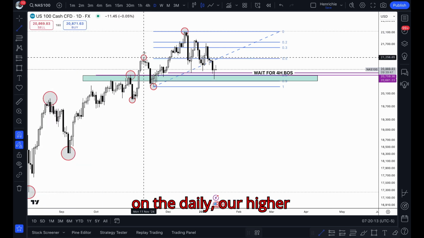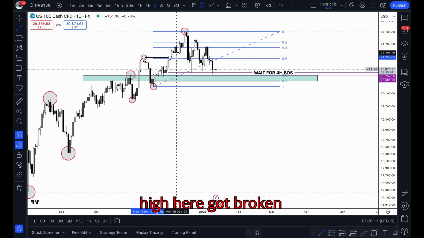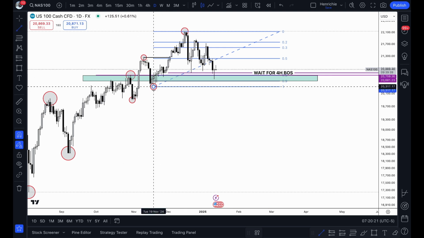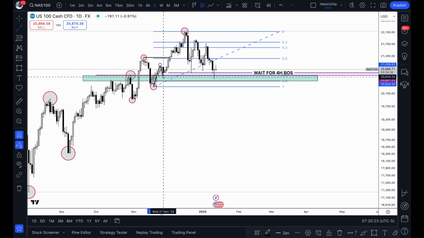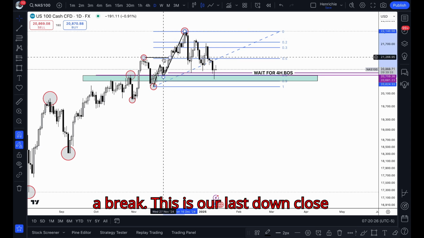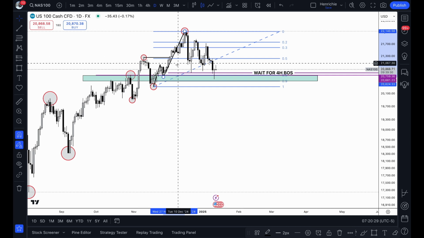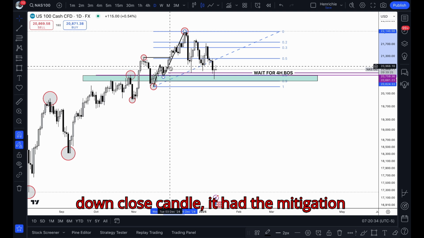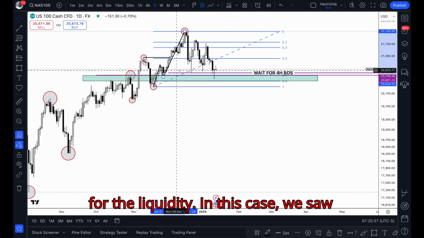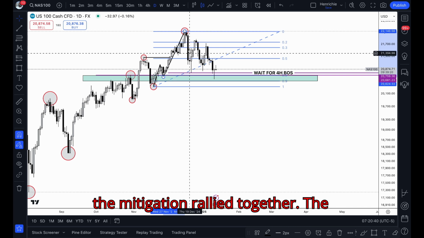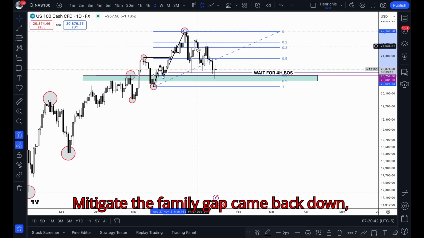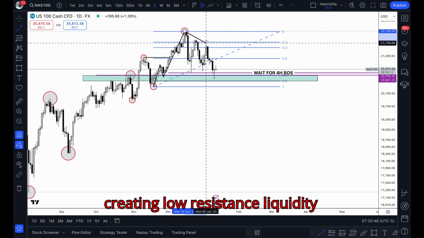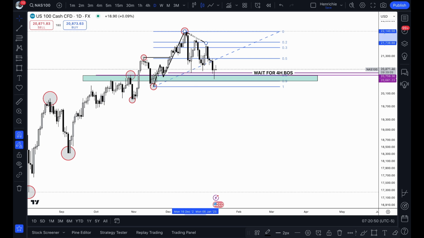on the daily, our higher high here got broken, and this was the last down close candle. We had a high, a low, a break. This is our last down close candle. So if we wanted to buy, we potentially want to buy from this last down close candle, either the mitigation or the liquidity. In this case, we saw the price rally, mitigate the fair value gap, come back down, rally again, mitigate the fair value gap, come back down, creating low resistance liquidity right here.